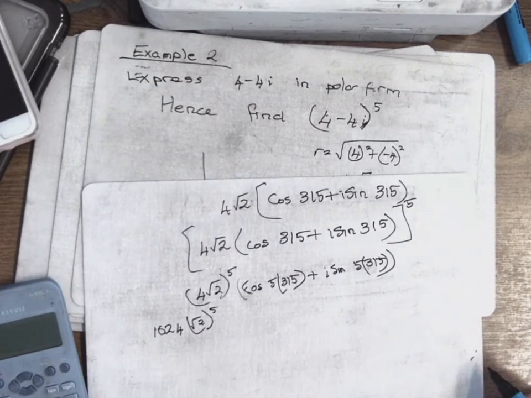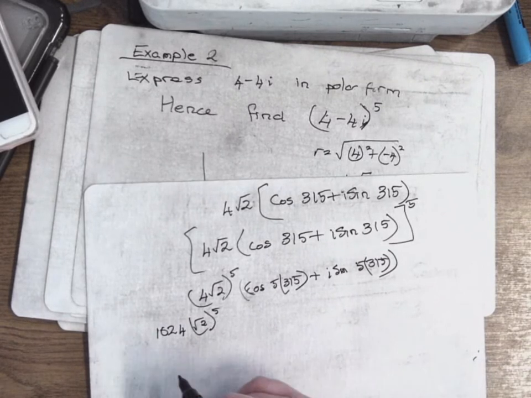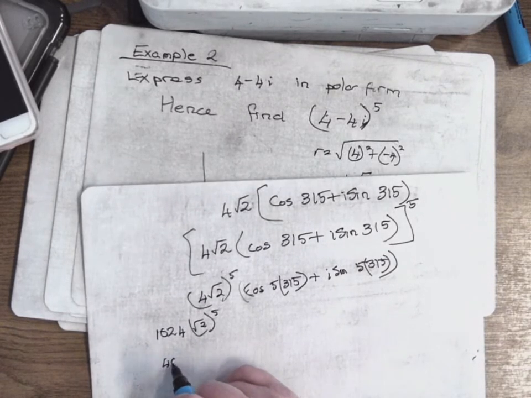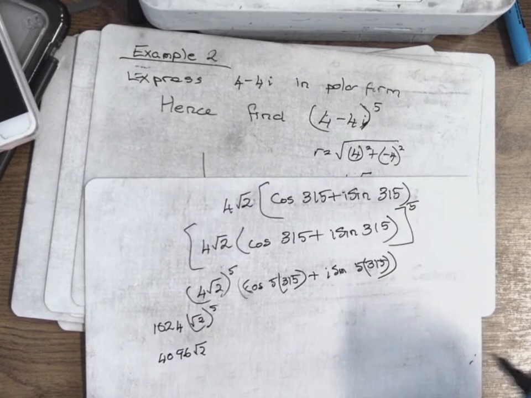They won't be as hard as this. It's just I want to leave it in terms of root 2, I made this one up, so that's why it's coming out weird. So it's 4096 root 2 when you multiply it out. As I say, don't worry about it. You just do it in the calculator.